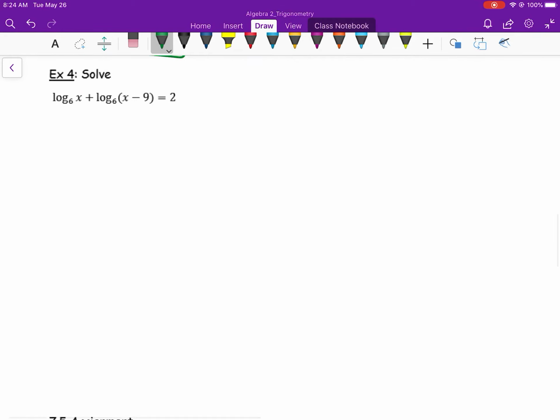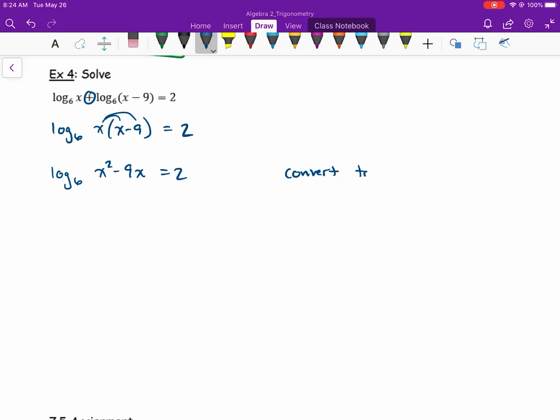So here we're going to solve this one using our prior properties. So I have addition, okay, so that means I'm going to make multiplication. So I get log 6 of x times x minus 9 equals 2. Alright. So I'm going to FOIL it out. I get log 6 of x squared minus 9x equals 2. We have to convert to exponential form.